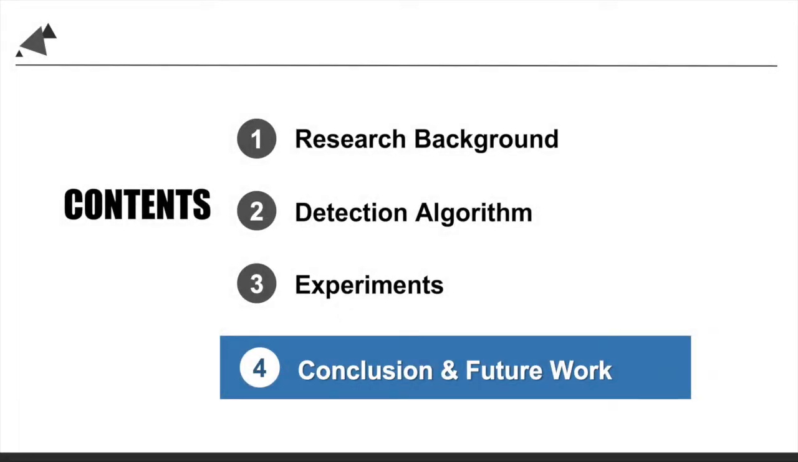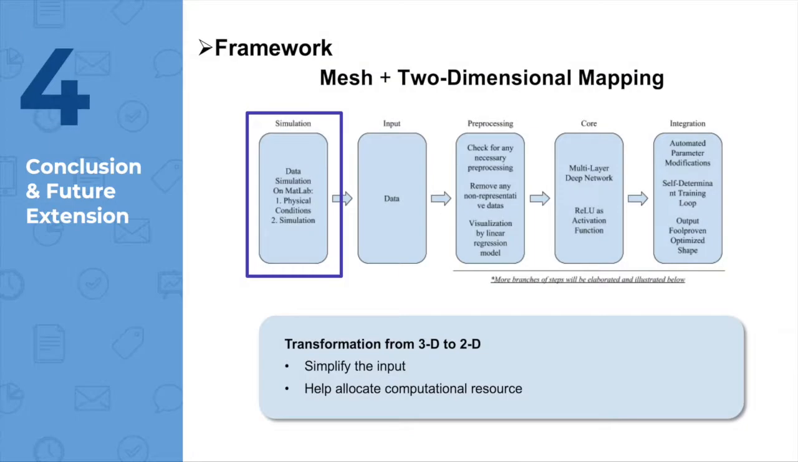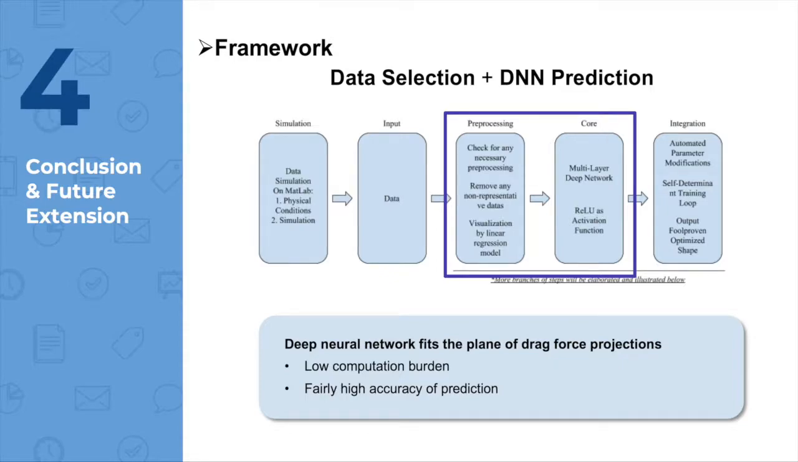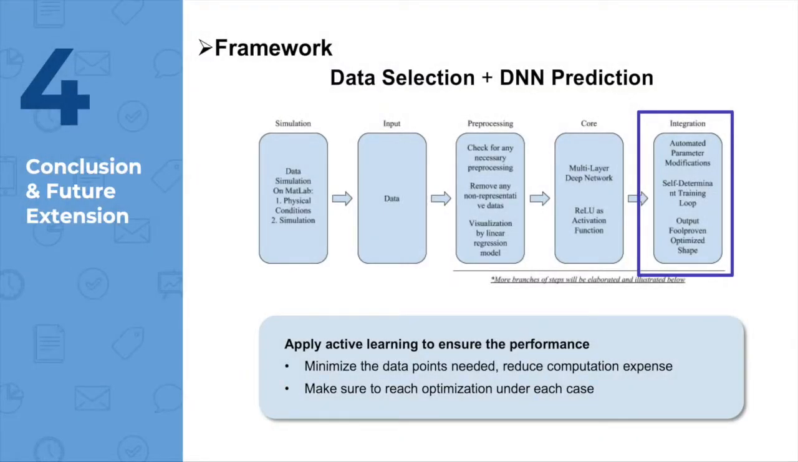Finally, to sum things up, let's look at the entire pipeline for review. So first of all, we use MATLAB for simulation, where we simulate a 3D system and map it into 2D. Then we correlate shapes with according fluid resistance. Then we train our data with deep neural network, which avoids human input. Finally, we apply active learning to reduce the computation cost and ensure our prediction.